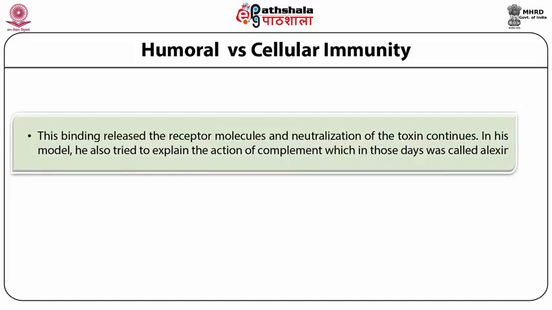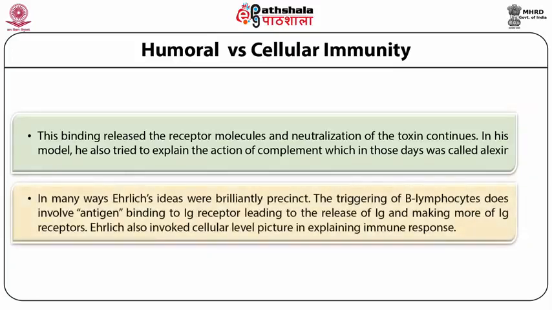This binding releases the receptor molecules and neutralization of the toxin continues. In his model, he also tried to explain the action of complement, which in those days was called alexin. In many ways, Ehrlich's ideas were brilliantly prescient. The triggering of B lymphocytes does involve antigen binding to Ig receptor, leading to the release of Ig immunoglobulin molecules and making more of the immunoglobulin receptors.